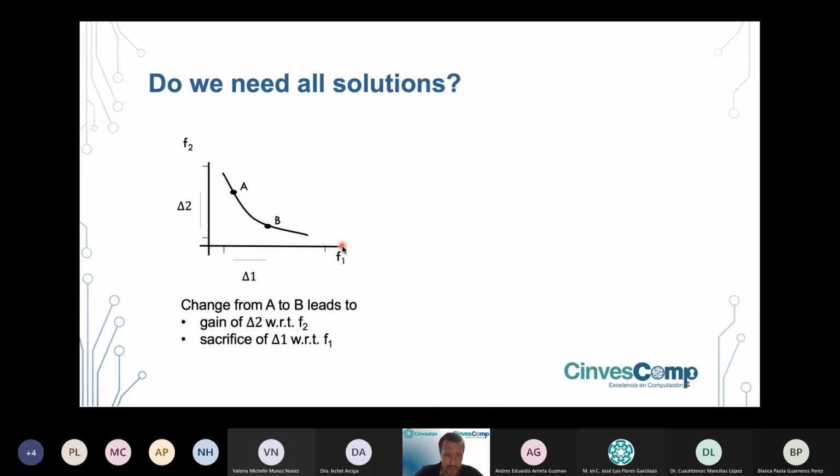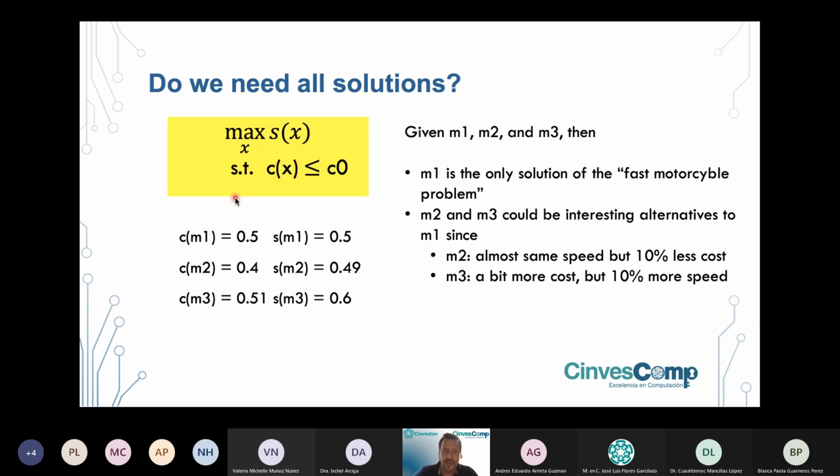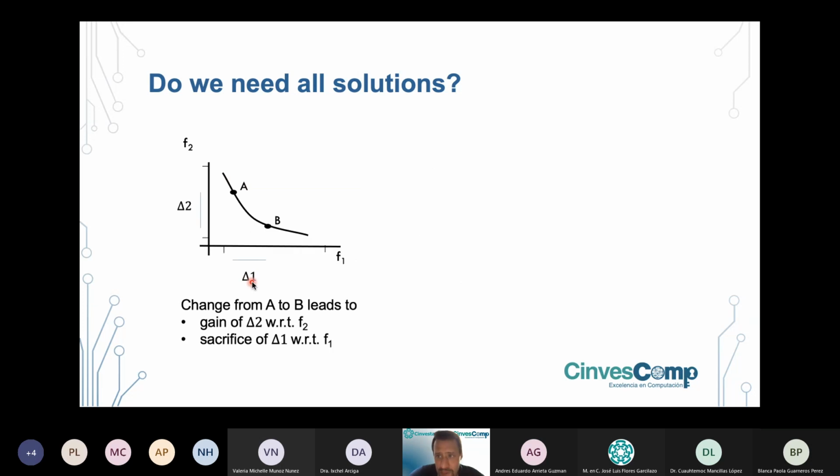Okay, good. So again, now in very general terms. En español, motor 1 es la única solución de este problema, pero estas son alternativas. Este cuesta 10% menos, pero 1% menos de velocidad, entonces más o menos lo mismo. Y C3 es demasiado caro, pero solo 1% más caro y me da 10% más de velocidad. Entonces, son 3 alternativas interesantes. Y en general, no hablamos de motos, hablamos de F1 hasta F2.